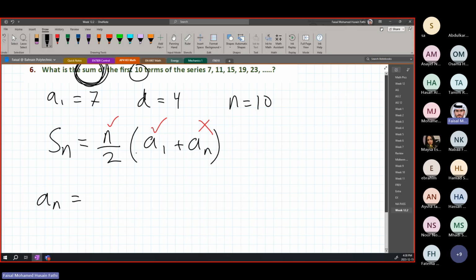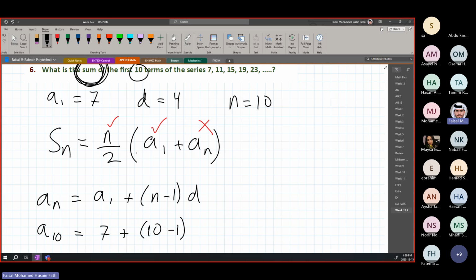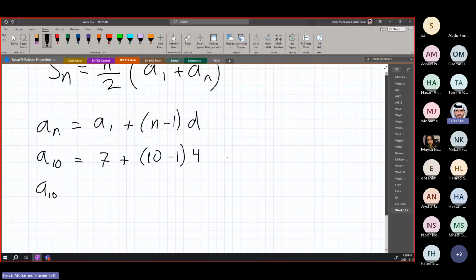An is equal to A1 plus n minus 1 times d. In this case, our n is equal to 10, so A10 is equal to A1, which is 7, plus n, which is 10, minus 1, times d, which is 4. Simplify all of this, you get 7 plus 9 times 4, which is equal to 7 plus 36, 43. This is our A10. Now we can find Sn.